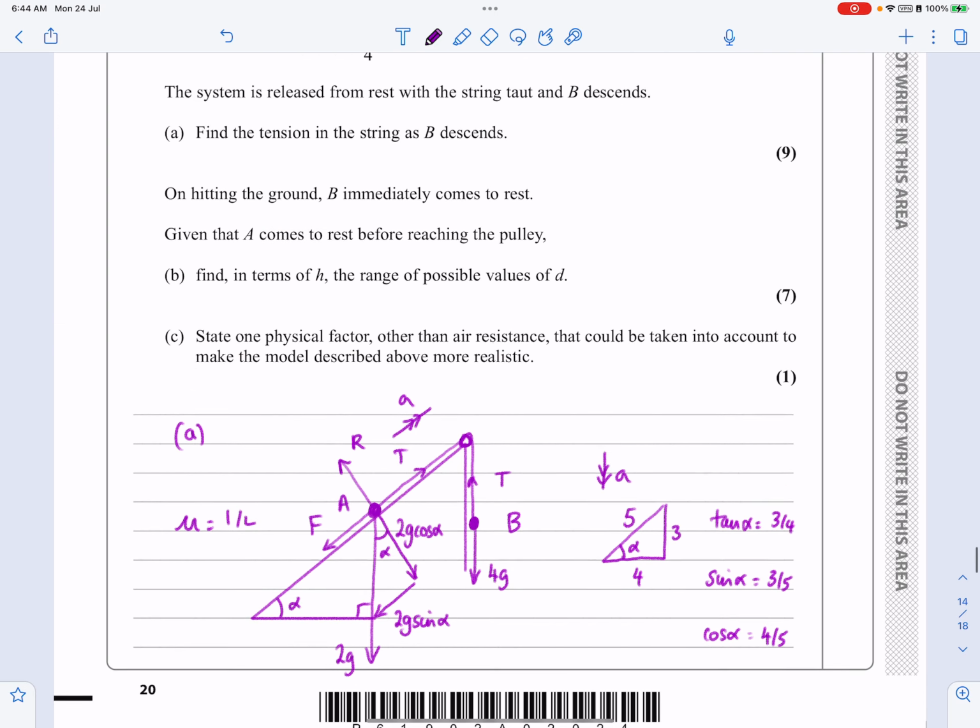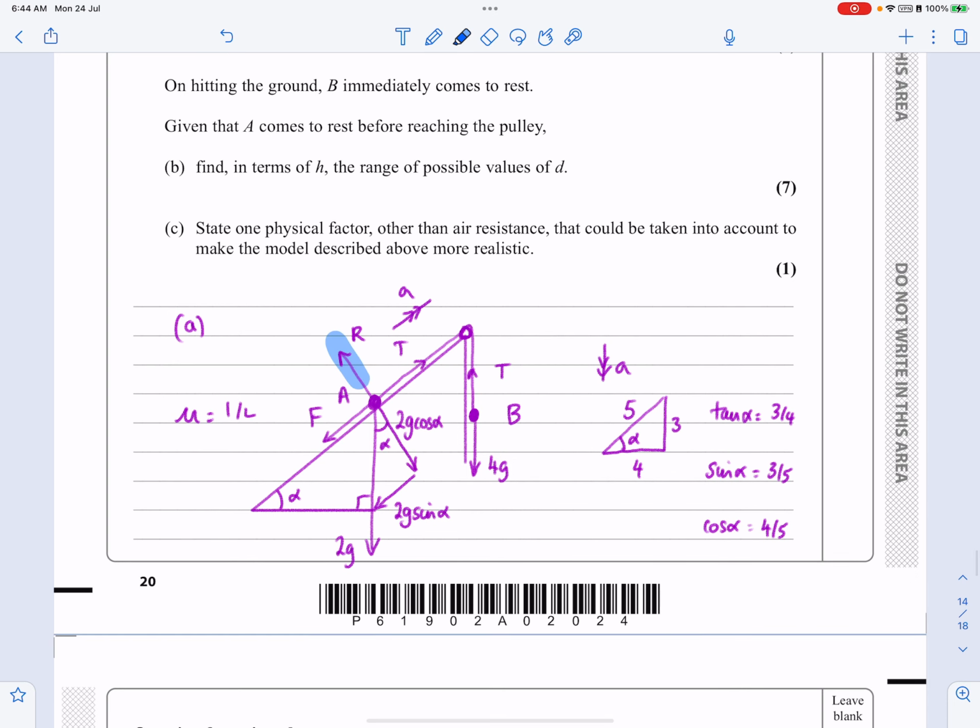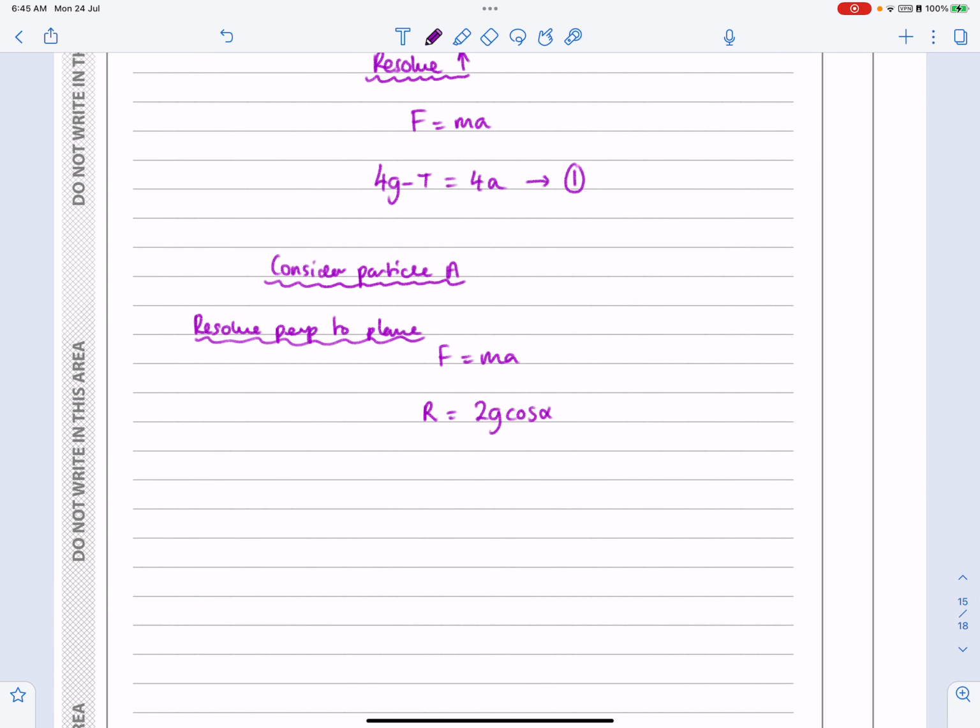Don't worry, let's go back and have a look at what I'm saying there. So what we're saying here is perpendicular to the plane. We know that the particle is just going to go smoothly up in that direction. It's not going to be jumping up and down. So the forces must be in equilibrium there. This force must be equal to this force. So even though I say F equals ma, I'm just going to say R equals 2g cos alpha. And remember, cos alpha is going to be 4/5 there. So all of these little bits coming into play. So R equals 2g cos alpha, which is 2g times 4/5, which is 8g over 5.